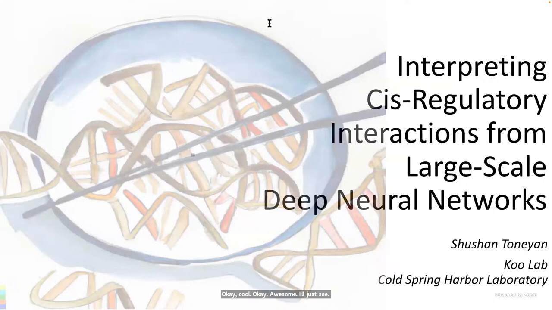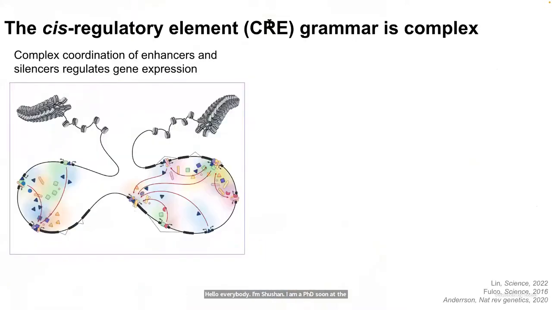Hi everybody. I'm Shushan, a PhD student at the KULA at Cold Spring Harbor Laboratory, and today I will talk about interpretability of large-scale deep neural networks.